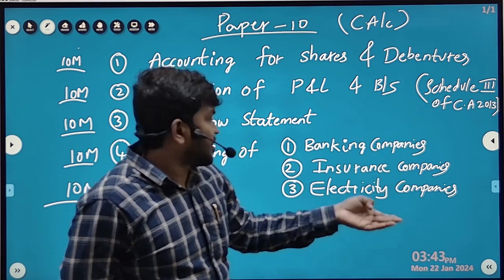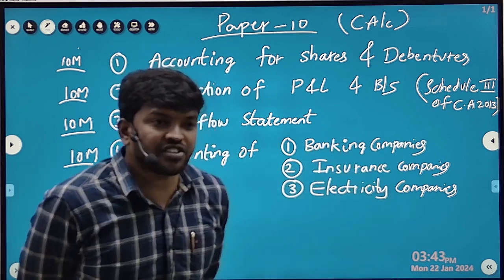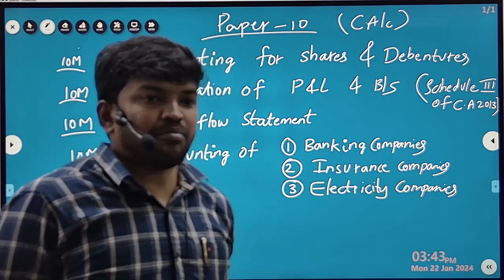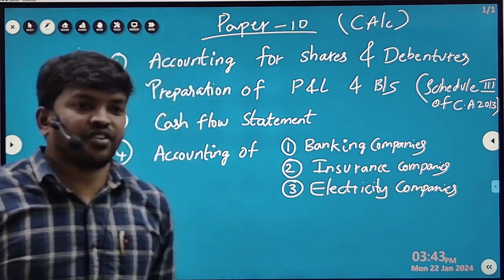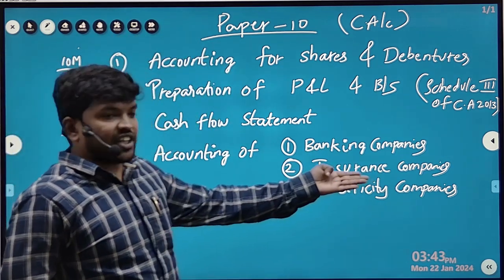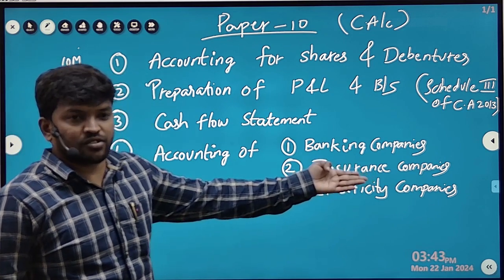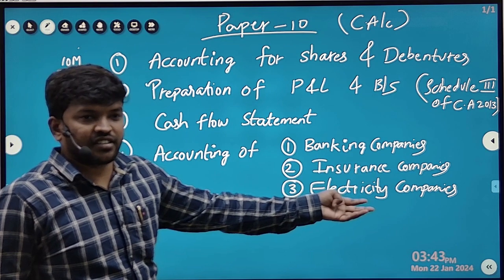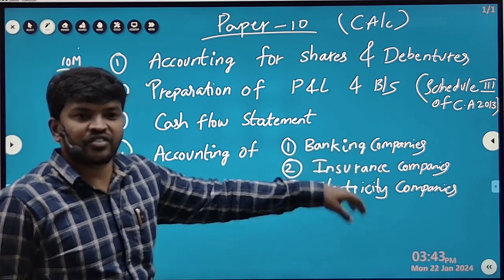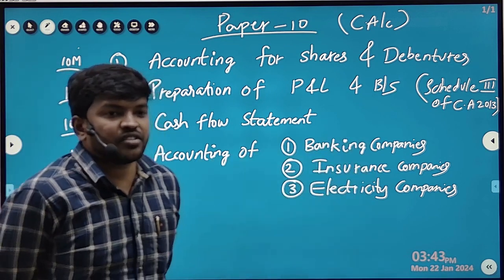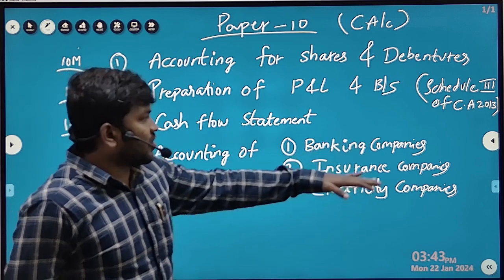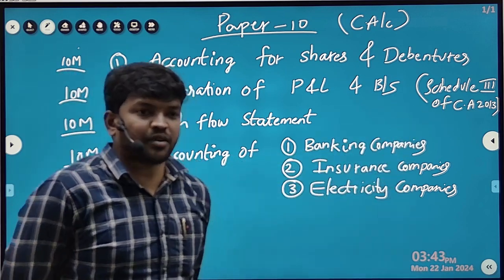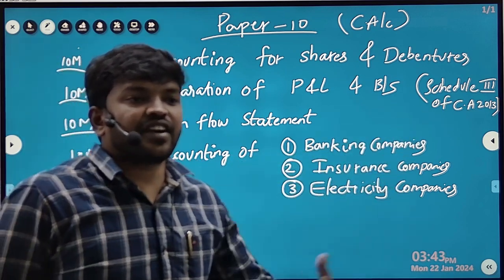So we have a separate Banking Regulation Act for banking companies. We have a separate Insurance Regulatory Act also. We have a separate Electricity Act. So basically, these three companies do not fall under the purview of the Companies Act. So we have different formats for them.